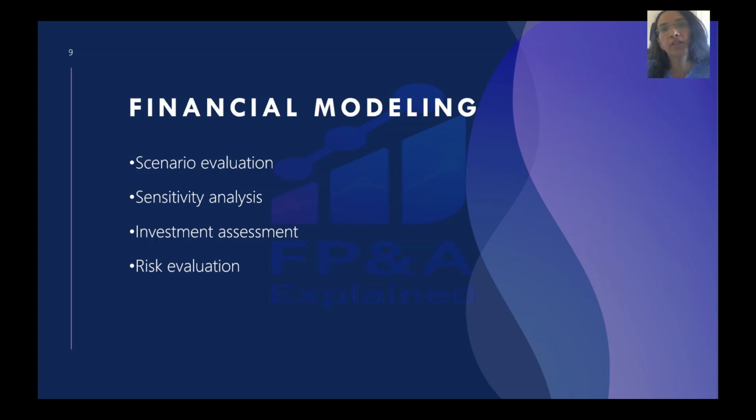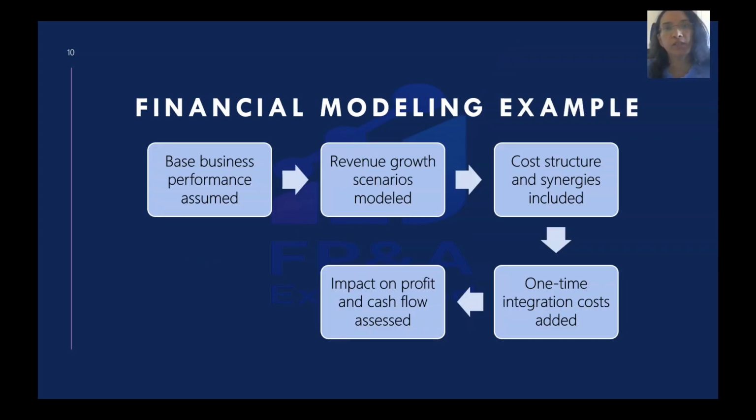Financial modeling is another key responsibility of FP&A. Models are used to evaluate different scenarios and assess the financial impact of potential decisions. Financial modeling helps management understand the risks, the trade-offs, and the potential outcomes of the decisions. Let us try to understand financial modeling with a practical example. Let us say management has decided to acquire a new company. What does financial modeling do?